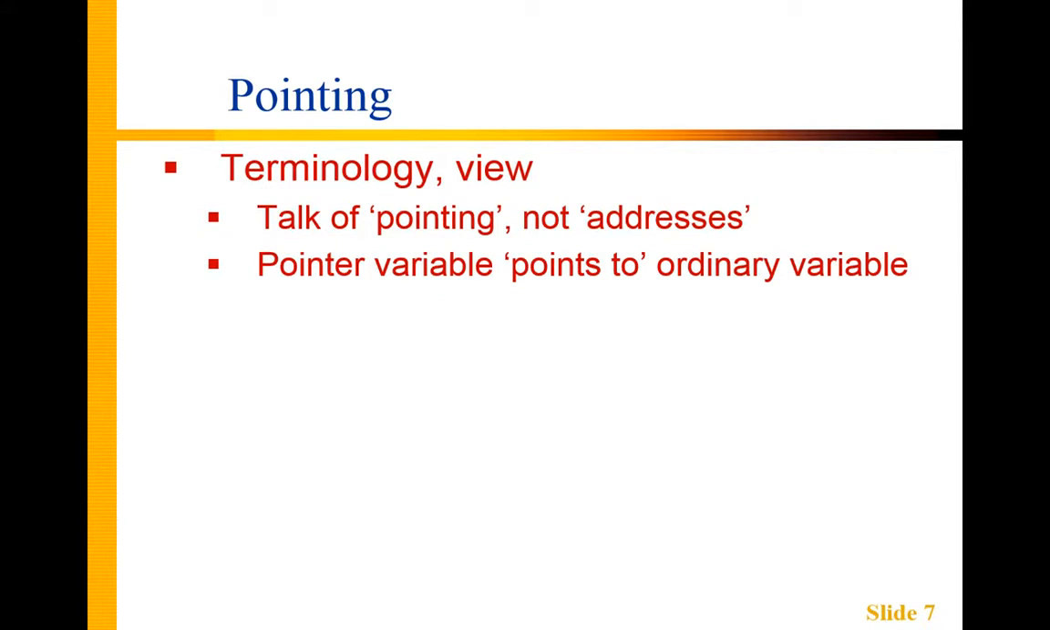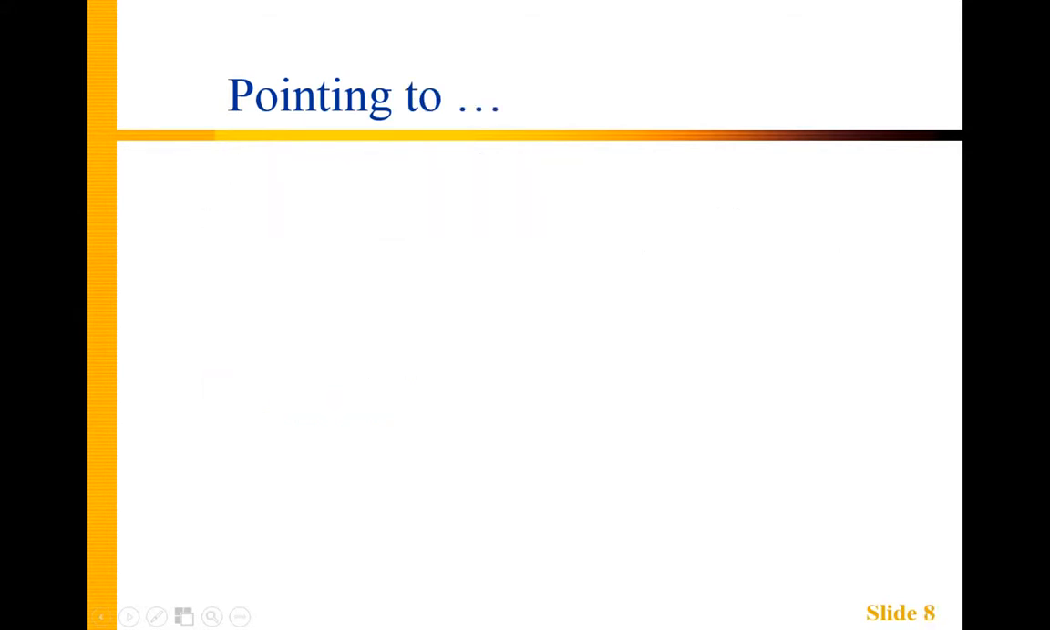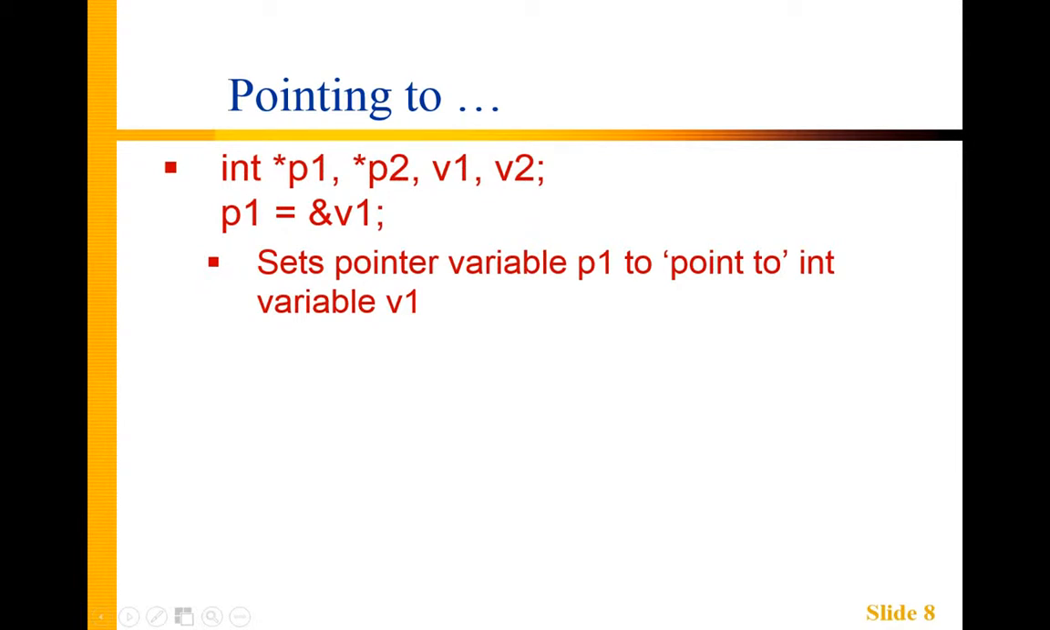Pointing terminology is talking of pointing, not addresses. You can say the address of a particular variable is stored in a pointer, but the terminology we're going to be using is that it's pointing to. So a pointer variable points to an ordinary variable. Generally we're going to use arrows to reference that. Let's have a look at this example here. I'll pause the video. Why don't you declare these variables, assign some values to them, and see what is output. What do you get as a cout? I'll give you around 5 minutes to do that.